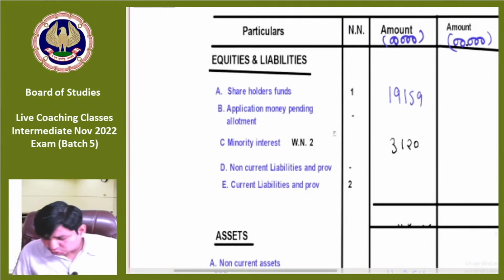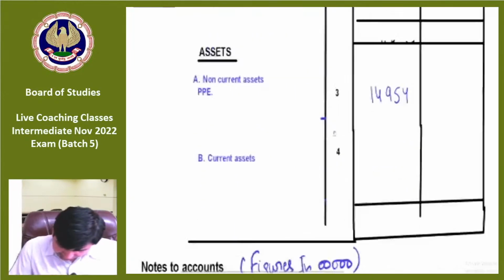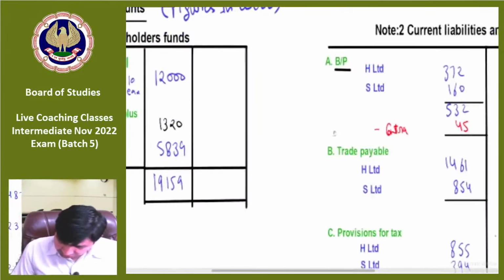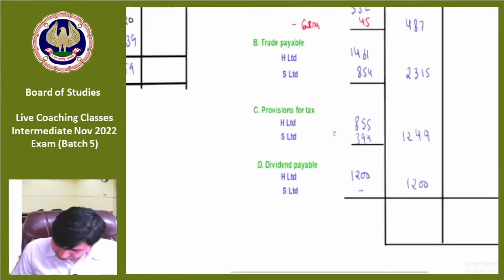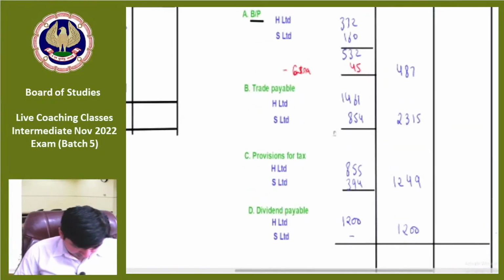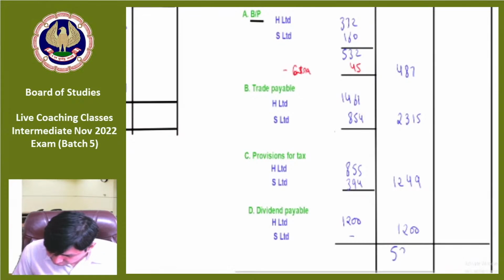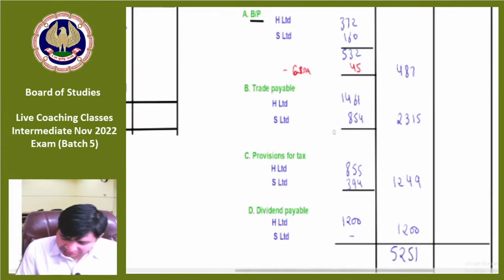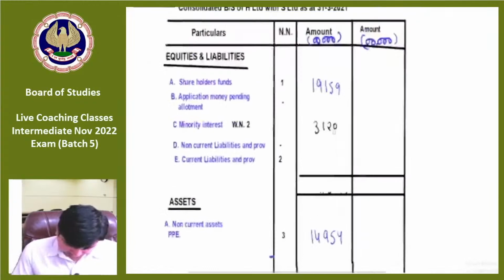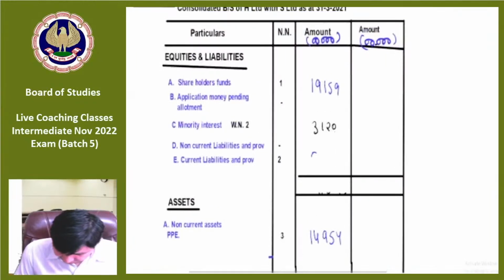And now do the total of all notes to accounts. Anyways, now do the total of non-current liabilities. Sorry, current liabilities. Beta, please do the total, everyone. 487, 2315 plus 1249 plus 1200. That is 5251. And that has to be posted here. 5251.